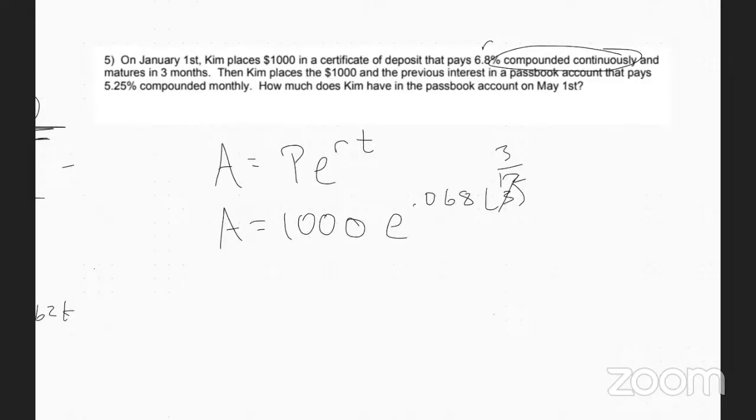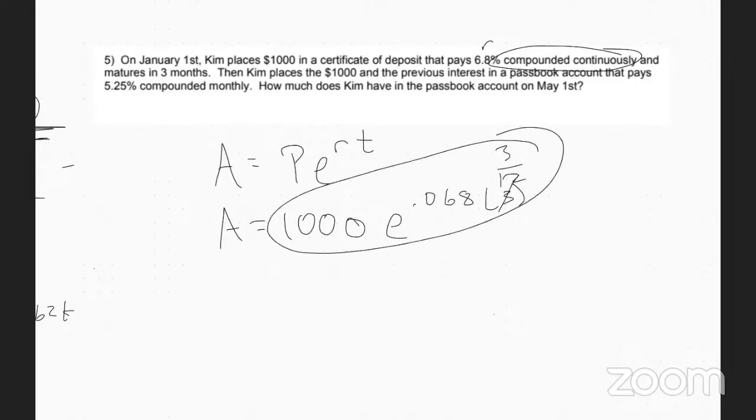And for the second part, which was kind of my main question: do you add the new 1,000 to the A of the first part to find how much money Kim will have after 6 months? Yeah, so that's a new principal. This entire thing that you got there is now your new principal.